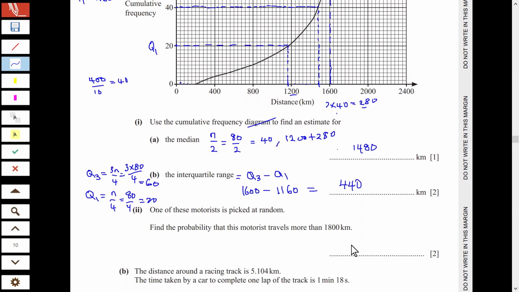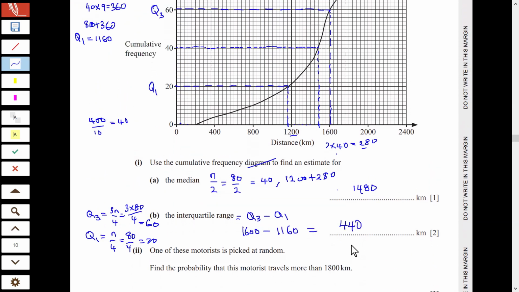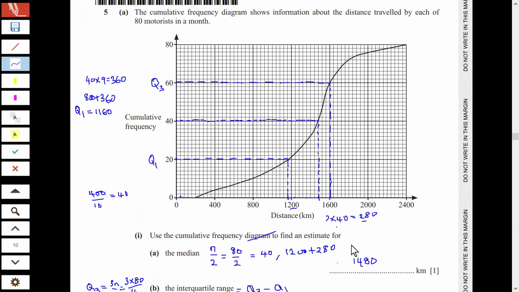The next question says, one of the motorists is picked at random, find the probability that this motorist traveled more than 1,800 kilometers. So all we're going to do now is to locate 1,800 kilometers on the x-axis, trace it to the curve, and then find the cumulative frequency of that value. So let's trace it. We've got 1,800. So I'm going to count from 1,600. 1, 2, 3, 4, 5. 5 times 40 is 200. So 200 plus 1,600 is 1,800.